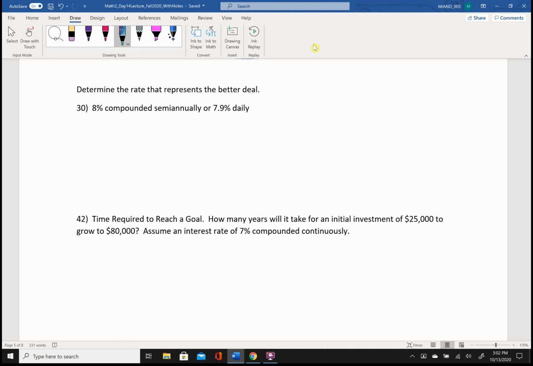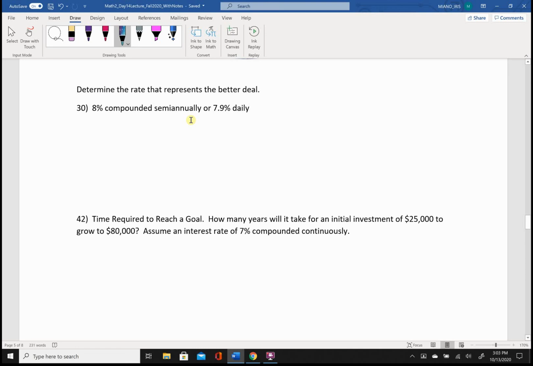Okay, great. So, which is going to give you the better rate? 8% compounded semi-annually, so that means twice a year, versus 7.9% but compounding it daily. So we're compounding it more often, but the rate is slightly less. Does that mean it's going to be a better deal than the 8% compounded semi-annually, or will the higher rate compounded less often give you the better rate? That's what we're trying to determine here.